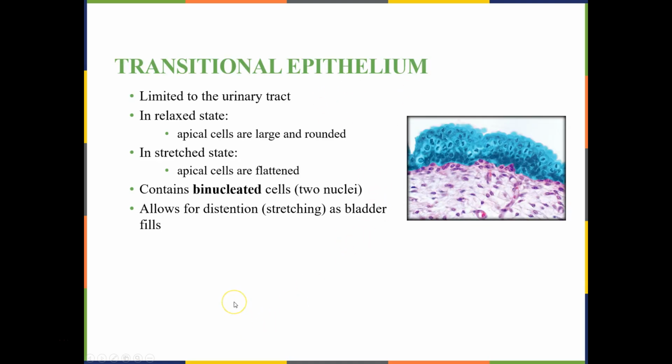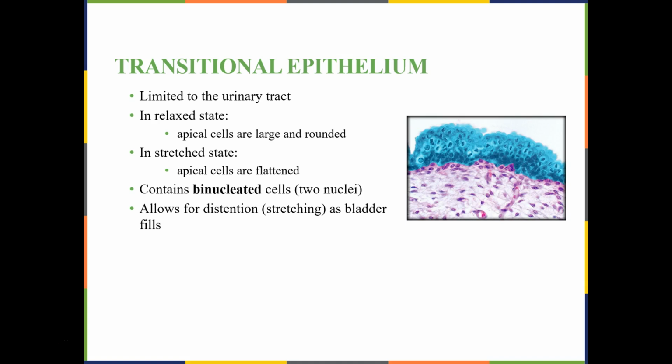The last epithelial tissue we'll talk about is transitional epithelium, and then I'll stop this video. Transitional epithelium is named for the fact that it changes shape often depending on the state that the tissue's in. So it's found in areas where you have a lot of stretching, and so the bladder is one of the only areas where you find transitional epithelium. It's found in the bladder as well as in the ureters. It lines the ureters. And its function is to distend or stretch as the bladder and the ureters fill.